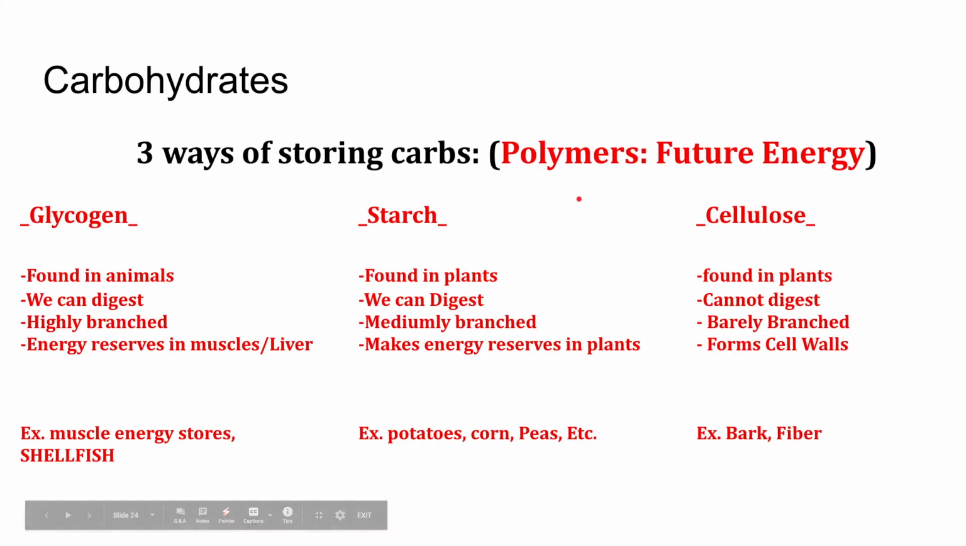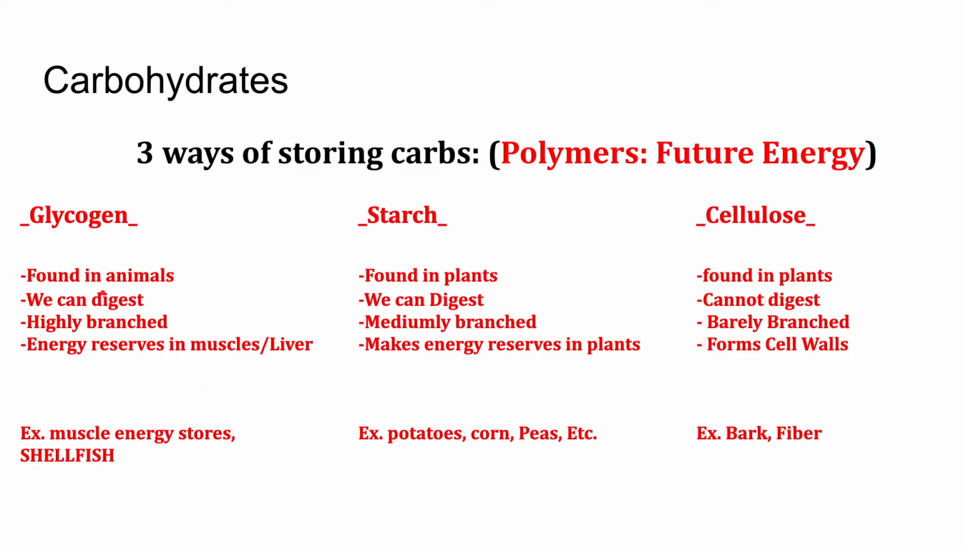And now this is something that you all hemmed and hawed over writing down because it was lots of words, but these are the 3 ways that carbohydrates get stored as polymers for future energy, and it depends on what type of organism you're looking at. For starters, over on the far left here, we have glycogen, and glycogen is only used as storage for future carbohydrate energy in animals. So it's found in animals, and we can digest it.